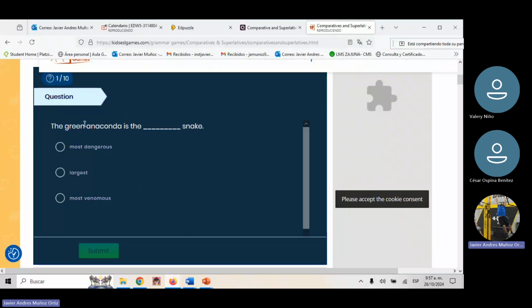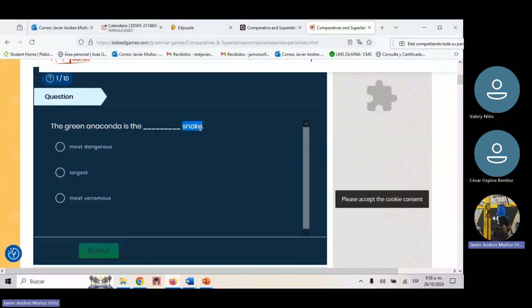For example, the green anaconda is the snake. In this case, because of the context, we know that we are using a superlative adjective because we are using the word the. So this mentions that this animal is unique. We are comparing this snake with many other snakes, so we are doing a comparison between one and many.